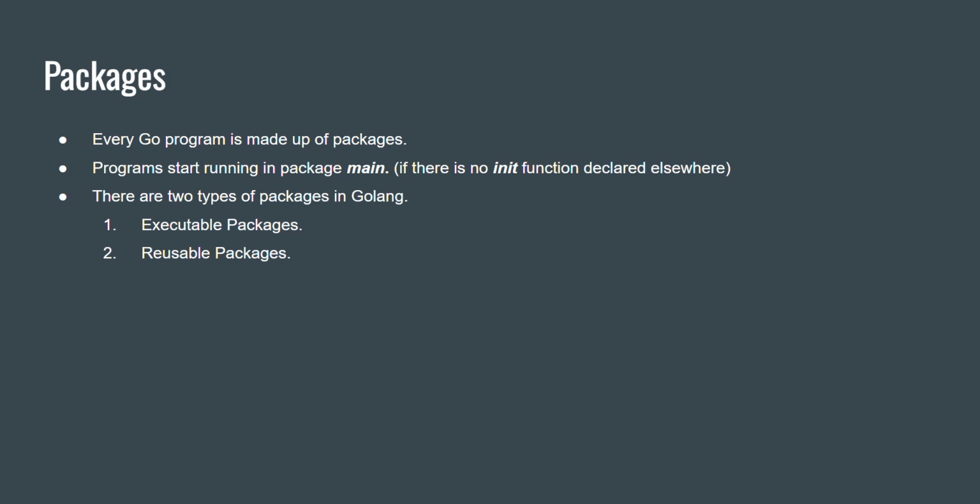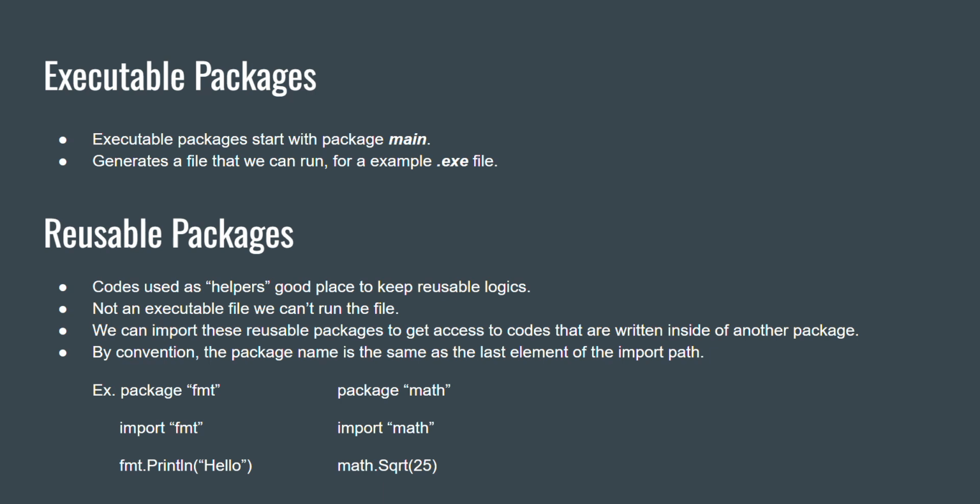There are two types of packages in Golang: executable packages and reusable packages. Executable packages start with package main and generate a file that we can run, for example an .exe file.